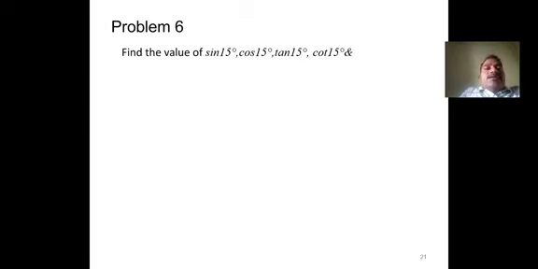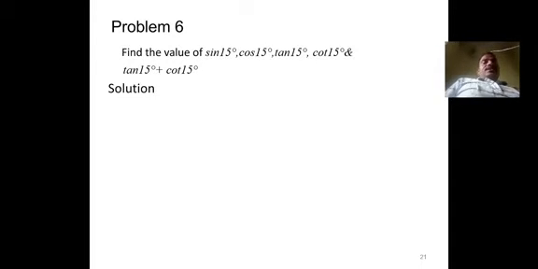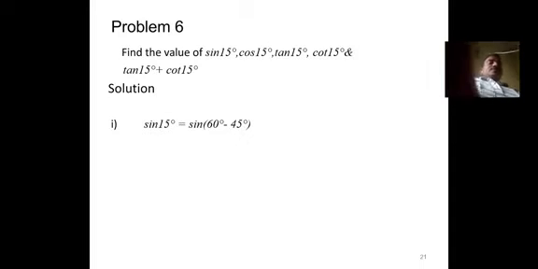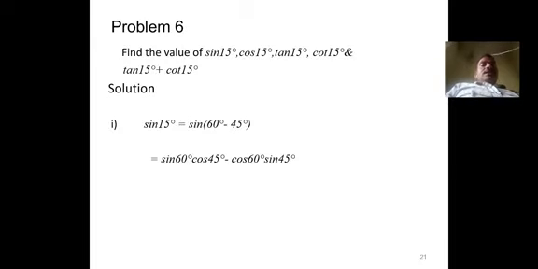Next, find the values of sin 15 degrees, cos 15 degrees, tan 15 degrees, cot 15 degrees, and tan 15 plus cot 15. Here sin 15, you can write it as 45 minus 30 or 60 minus 45. I'm taking sin of 60 minus 45. So this is the sin of a minus b formula, sin a cos b minus cos a sin b, where a is 60 degrees and b is 45 degrees.